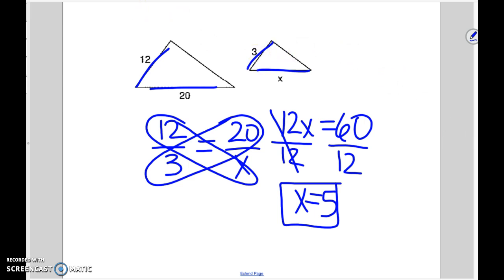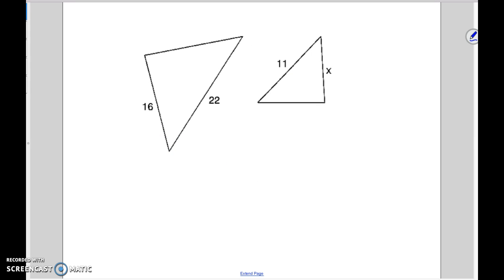proportion there. All right, the next one we're going to do is two triangles that are turned around. So I want you to pause it and try these and see if you can set it up correctly and work it out.